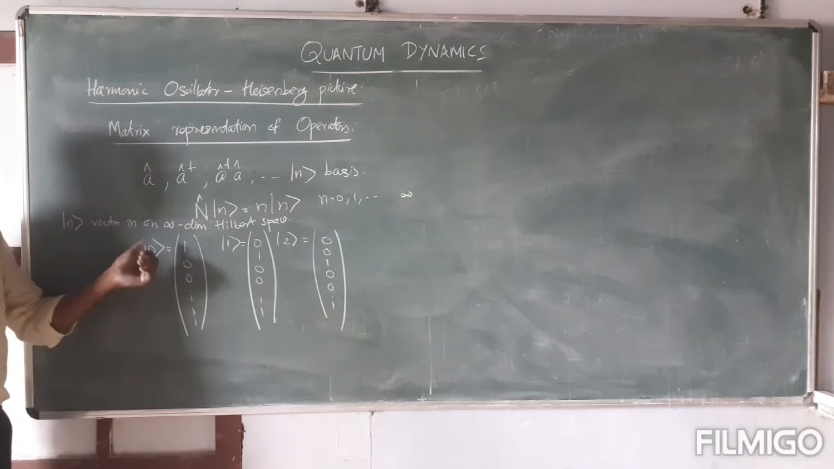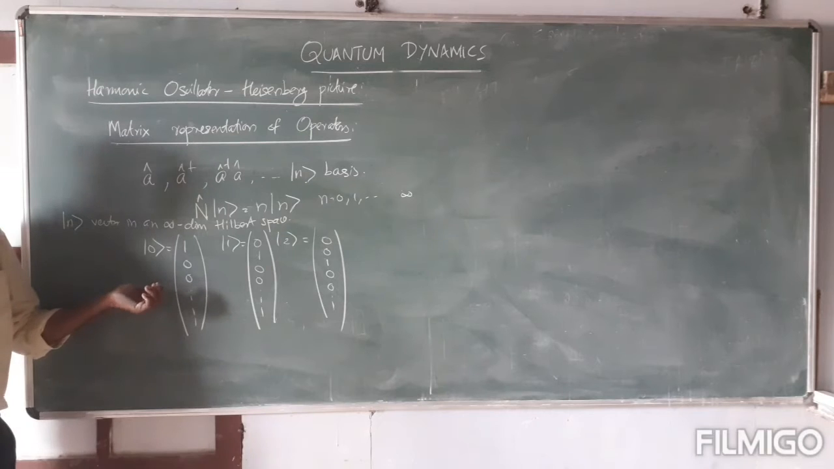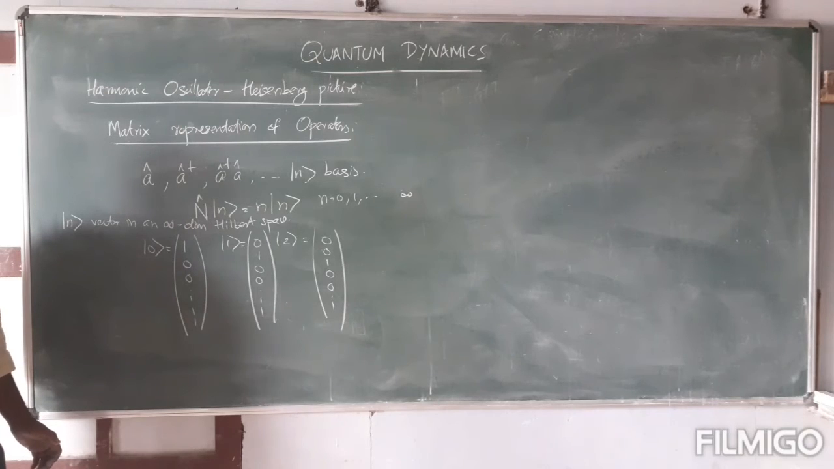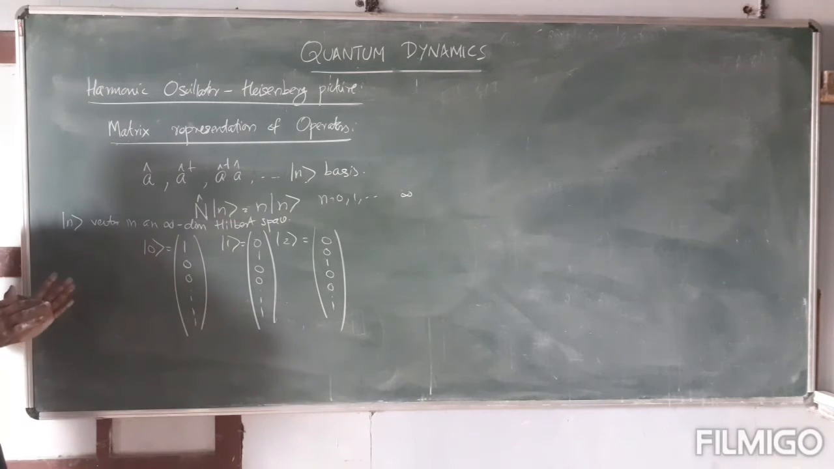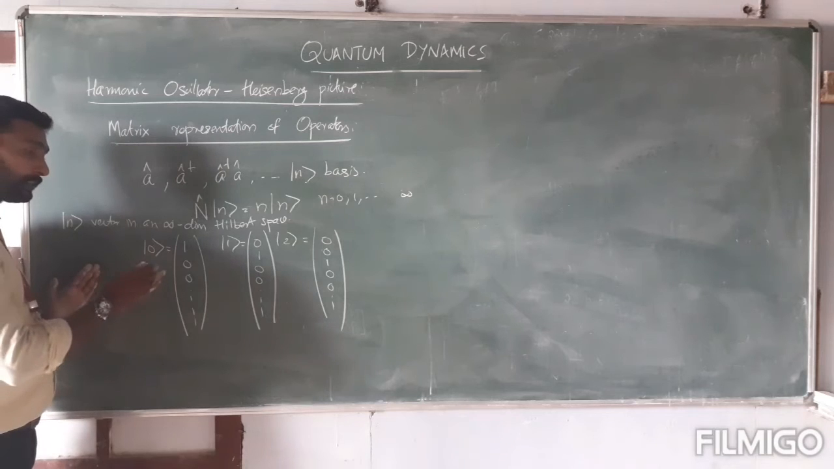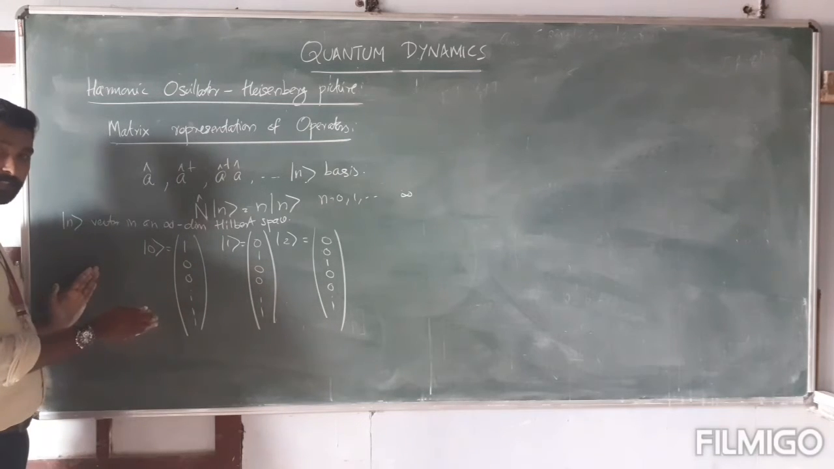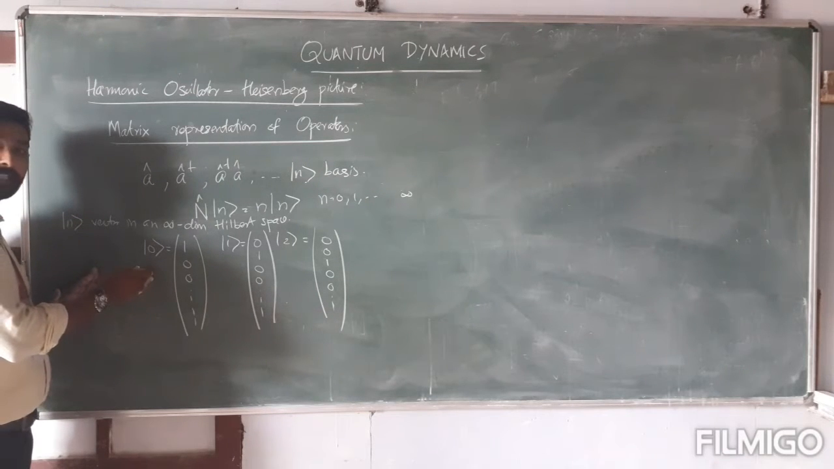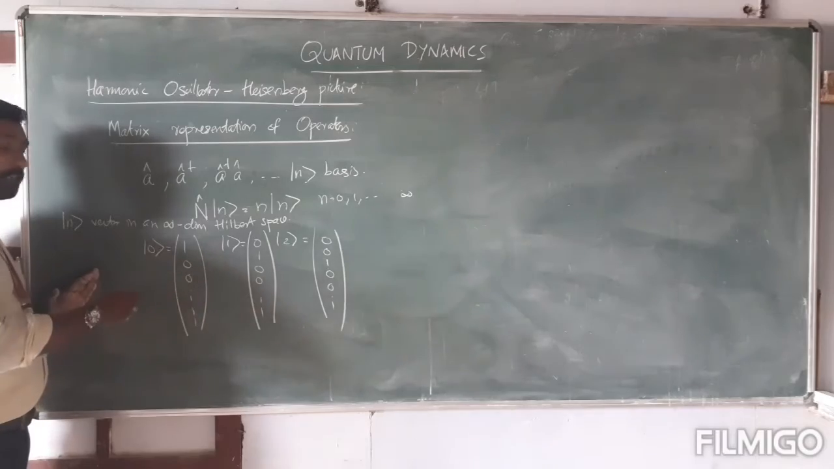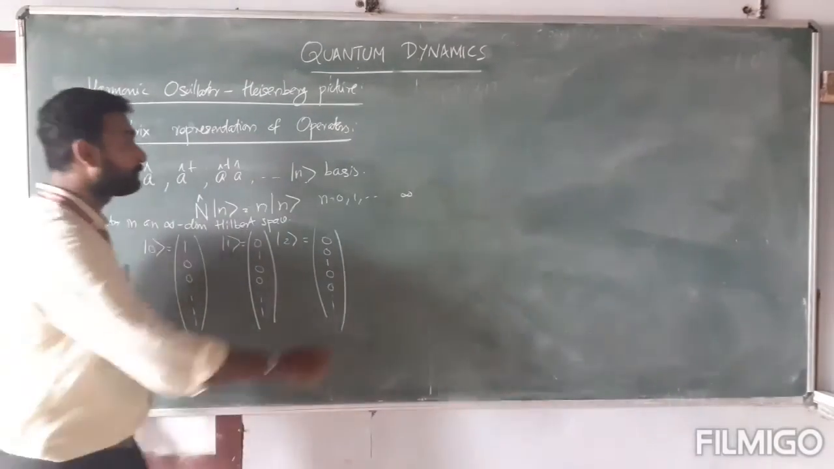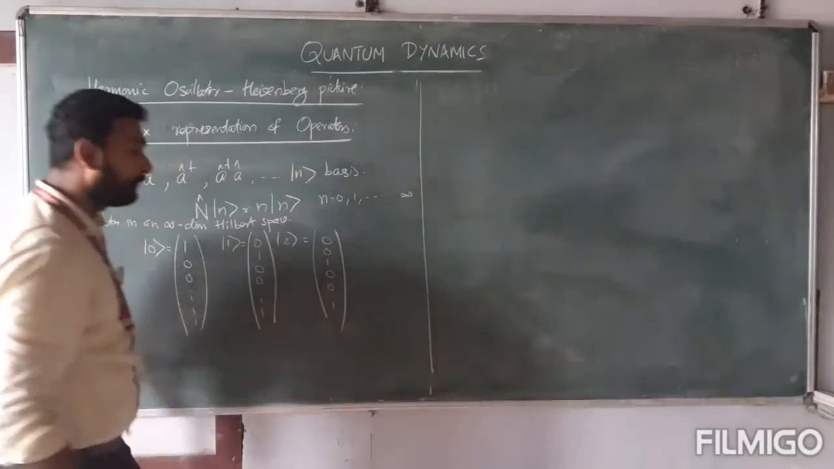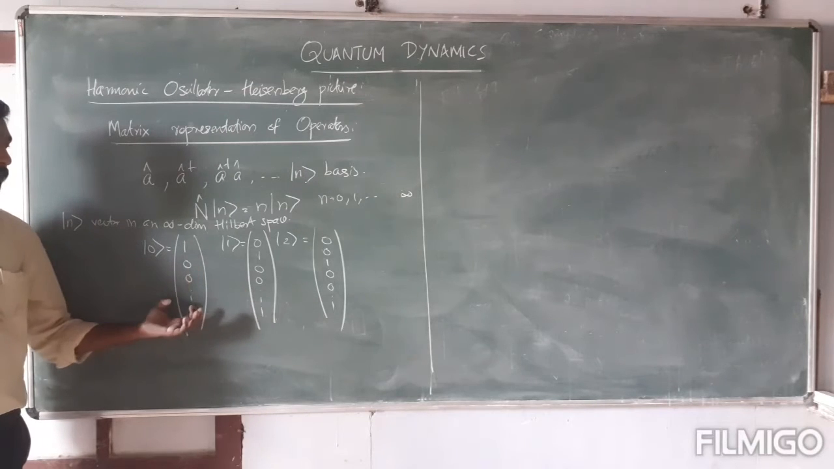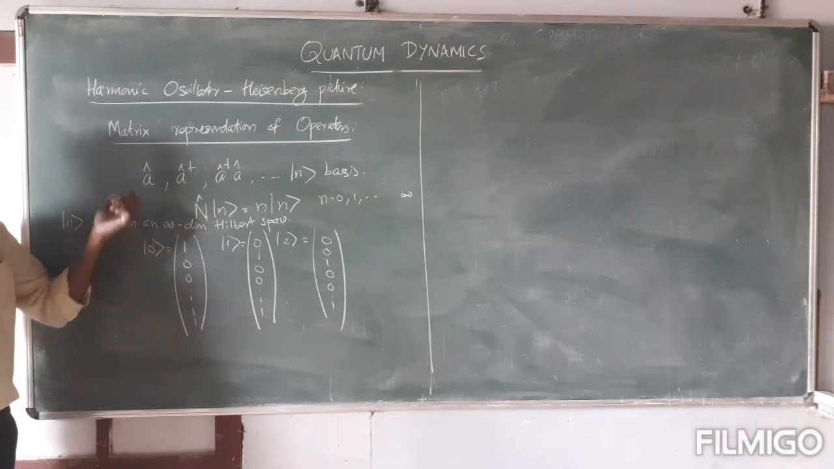I am representing the ket vectors as column vectors, so obviously the bra vectors are represented as row vectors. That is the usual convention. There is no need to write the vectors in this form, the ket vectors as column vectors; that depends upon you. The most preferred choice is that ket vectors are represented by column vectors and bra vectors by row vectors. We have discussed all these things in the mathematical formulation, which is why I am not spending much time on this. I will go directly to how to represent these operators.